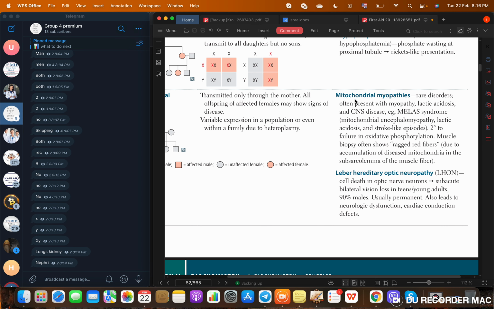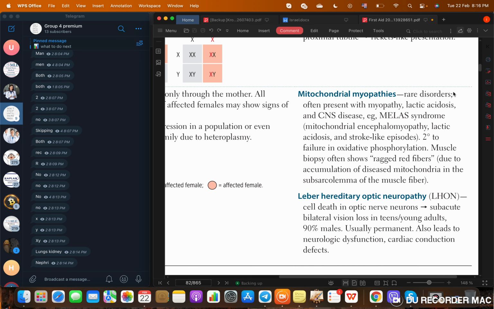We have the following: mitochondrial myopathies. So myopathies, rare disorder, always on the exam. I'm telling you guys, you know this touche marker, the yellow one, just make the whole thing yellow because they will ask about every single point. Often presents with something known as MELAS. MELAS. So MELAS is this thing, this syndrome.